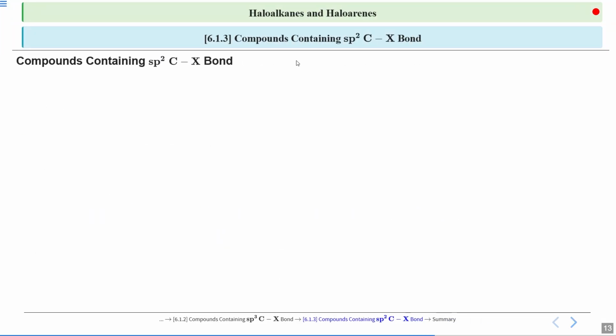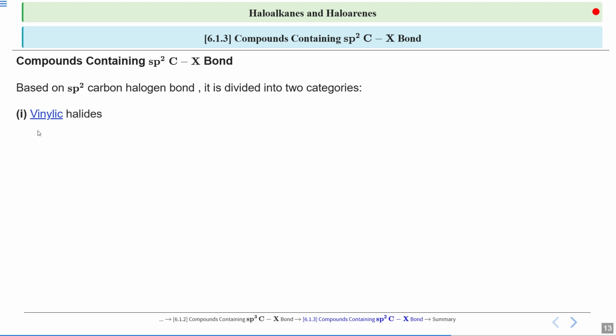Now, let's move to our next subsection, that is 6.1.3, compounds containing sp2 carbon-halogen bond. An sp2 carbon-halogen bond means the carbon here is going to be sp2. So let's see those compounds. Based on the sp2 carbon-halogen bond, it is divided into 2 categories.